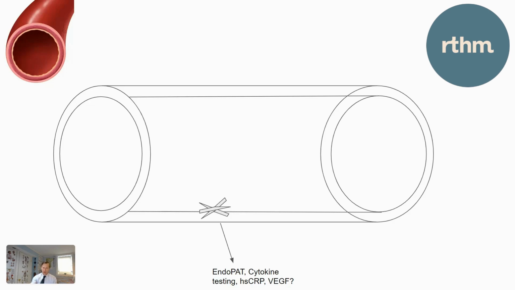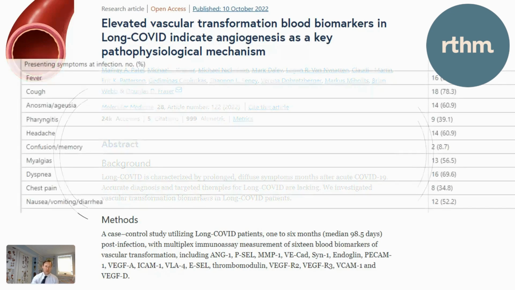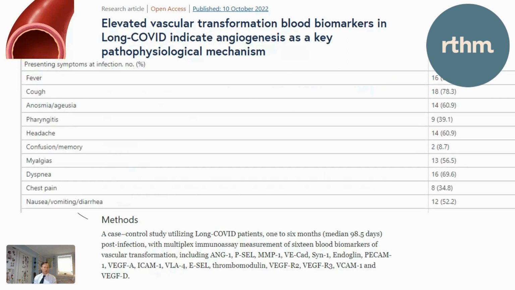So I wanted to say there are many markers of endothelial damage. And why I harp on this is because of this article that came out of Canada in October 2022, where they were able to say Ang-1 and P-selectin are great markers for vascular inflammation. And this is what the group of patients looked like. They look like long COVID patients. They had headaches and fevers and coughs and chest pain and diarrhea.